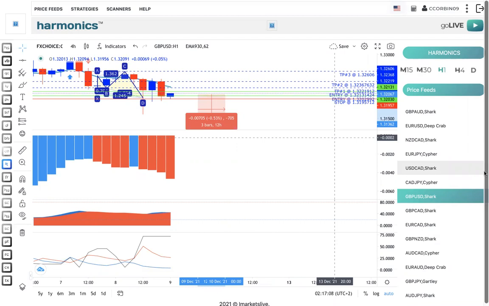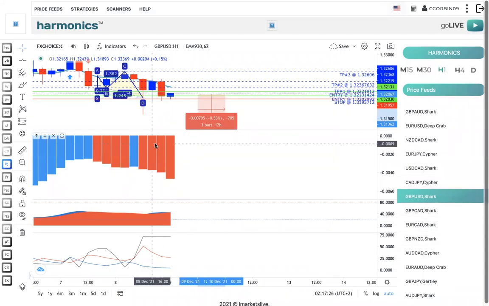Oh, my USD CAD trade went into profit. If your trade went into profit and it's blue, drop a 1 in the chat. If it's red, drop a 2 in the chat. Which trade? The sell limit?